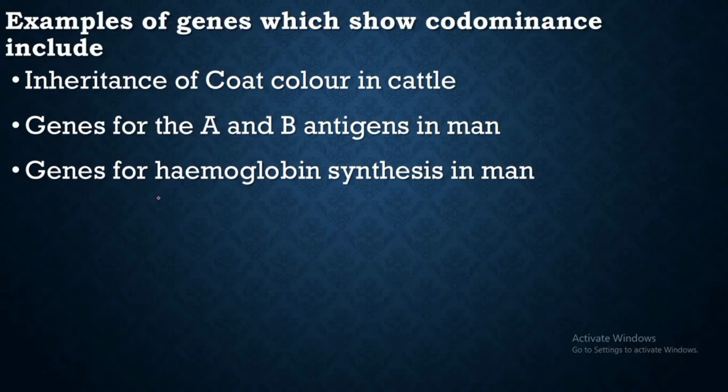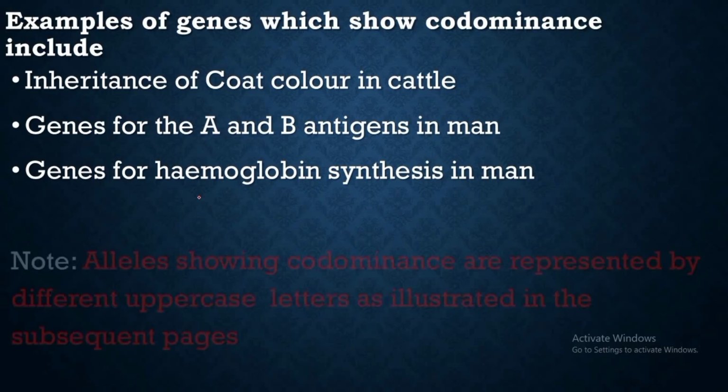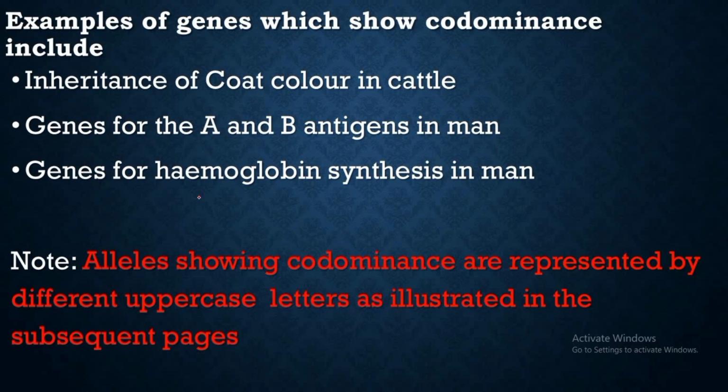The other example is genes for hemoglobin synthesis in man. We shall look at how it does that. Note, alleles showing codominance are represented by different uppercase letters, as illustrated in the subsequent pages. Here is a sample question that shows how codominance alters or changes the normal Mendelian phenotypic ratio of 3:1.